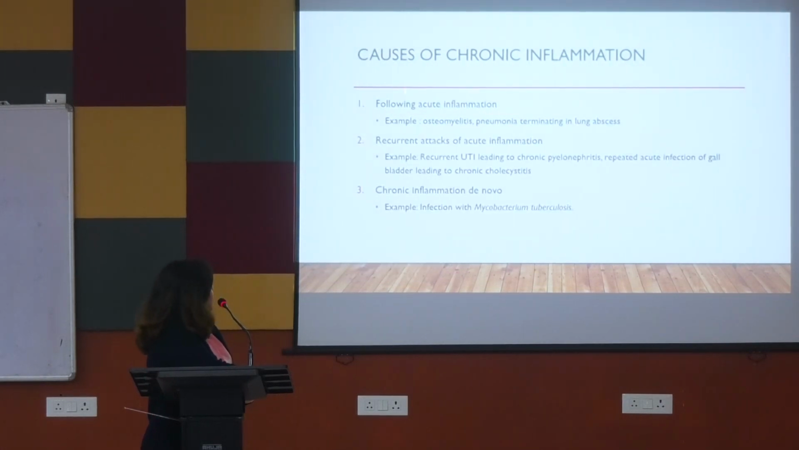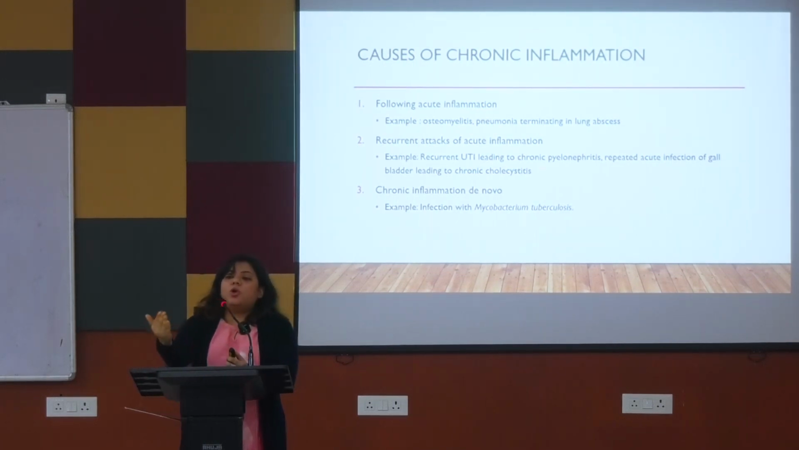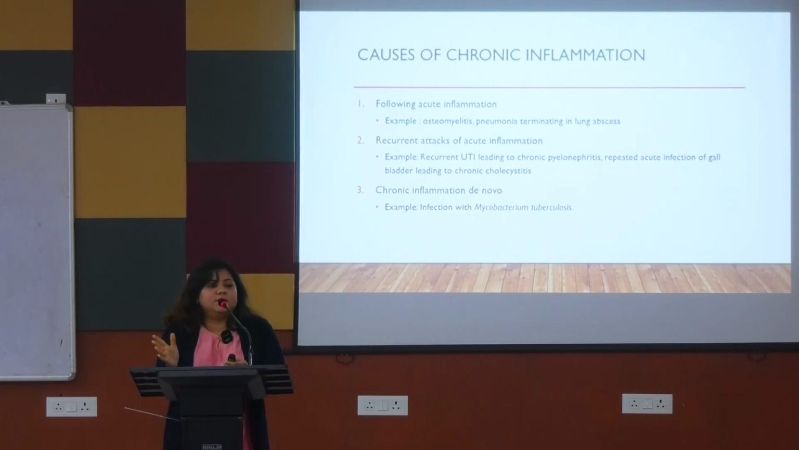So the causes. The first cause you've already said, following acute inflammation. So the body was attacked by an organism, any external source has attacked the body. Now the body is defending against it but unable to resolve it, so it goes into a chronic phase. The example of this is osteomyelitis. Or say there was a pneumonia, the lung was attacked and then the lung could not resolve the attack. So then it goes into formation of lung abscess. So following an acute inflammation, there can be a chronic inflammation following acute inflammation.